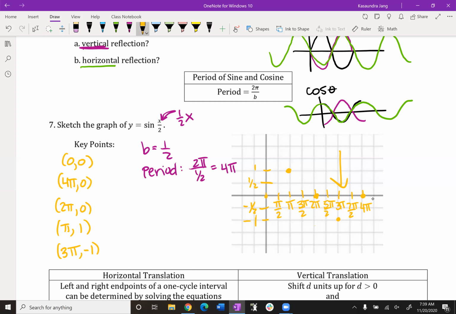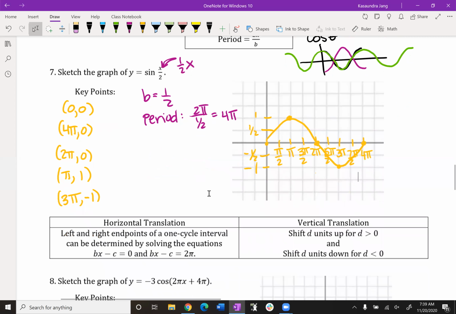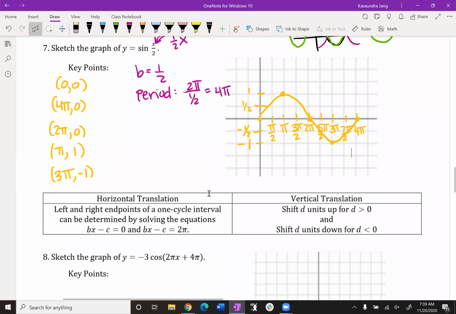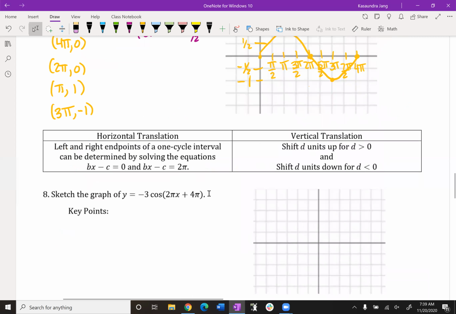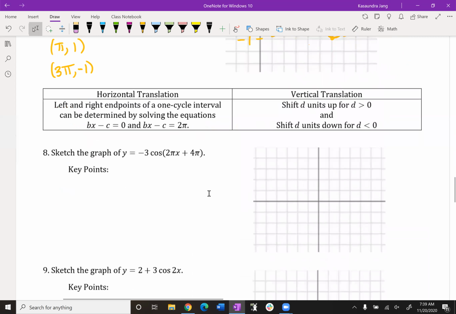All right, so here is our graph, one cycle, for this sine of x over 2. And then it would keep going, doing the same thing over and over again. There are some other transformations that we could do. There's a horizontal translation, where you can shift the entire graph left and right. You've got a vertical translation, where you can shift it up or down. And so this has quite a bit going on here.